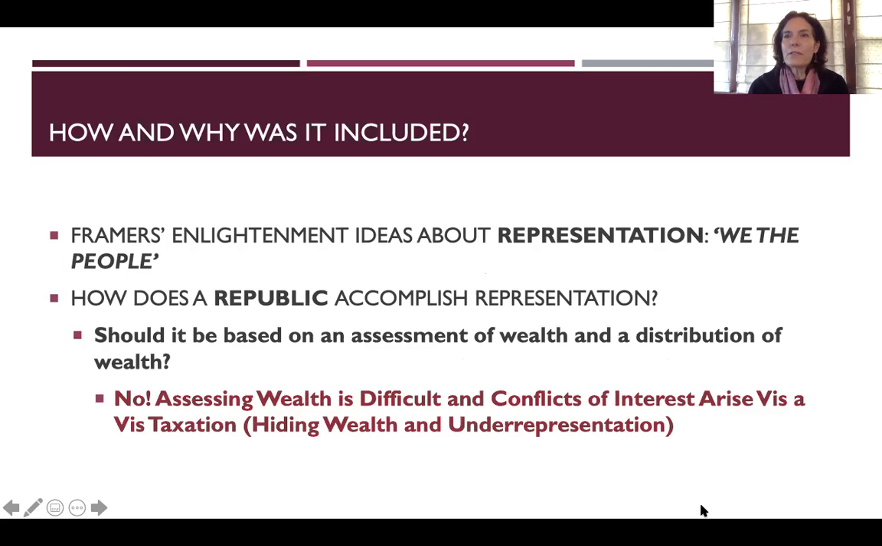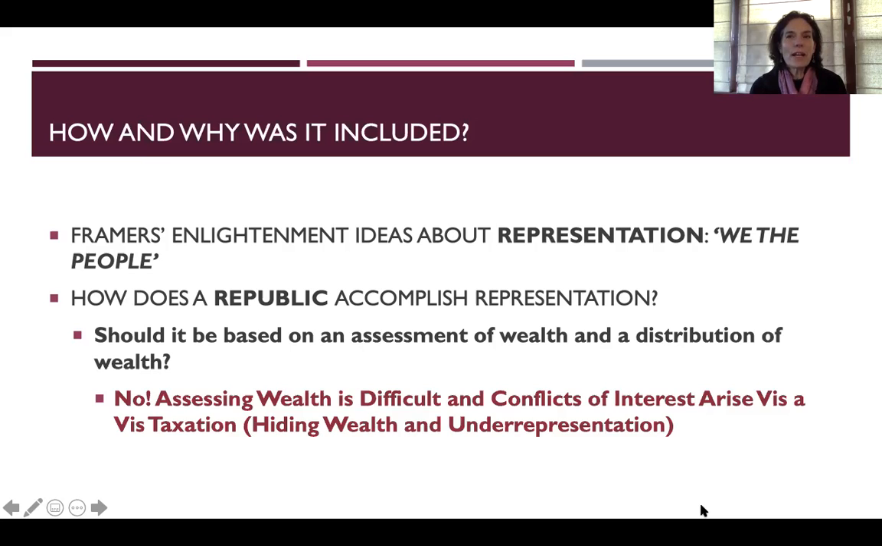In the framers' minds, this was very difficult. It was going to be difficult to assess wealth. And they recognized that, in fact, conflicts of interest might arise vis-a-vis taxation. So if we had an accounting of wealth, it might then become easier to tax, which wasn't necessarily the purpose of the census in this paragraph, but it had been the purpose of censuses in previous governments that the founders and framers were aware of.